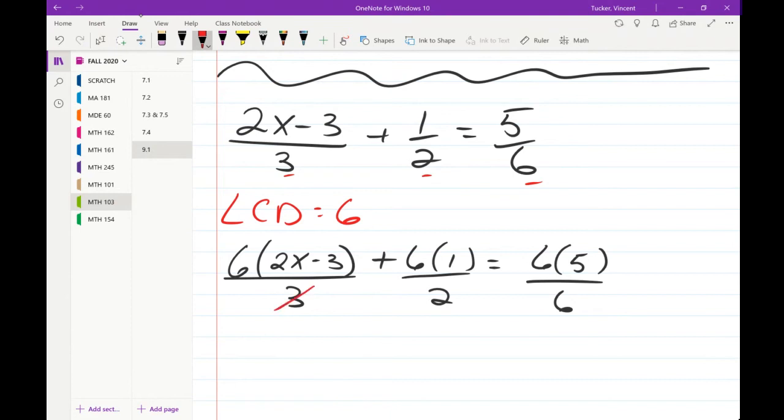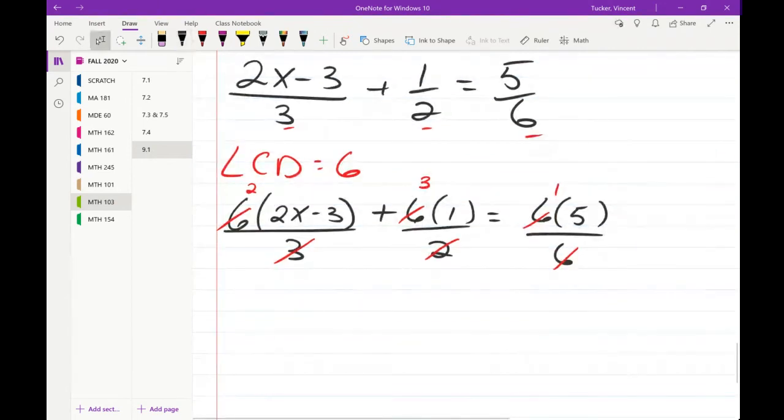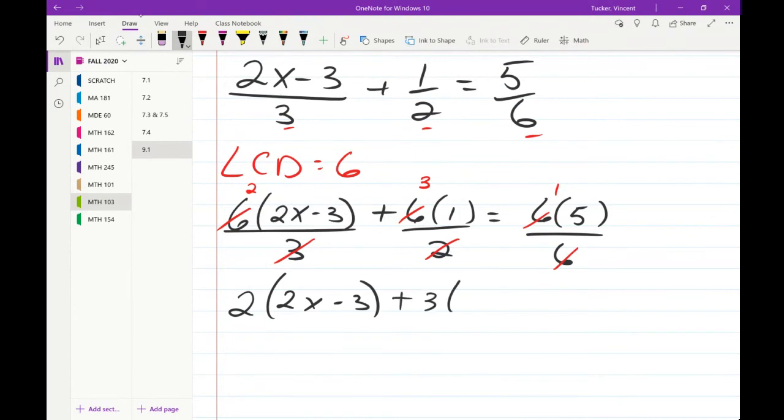All right, 3 goes into 6, leaves us with 2. 2 goes into 6, leaves us with 3. 6 is canceled completely here, leaves us with 1. So before I do any distribution, just want to make sure we're okay with what is left. So that's 2 times the quantity of 2x minus 3, plus 3 times 1, equal to 1 times 5.